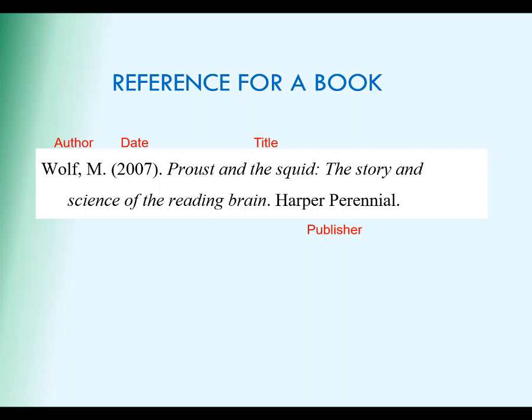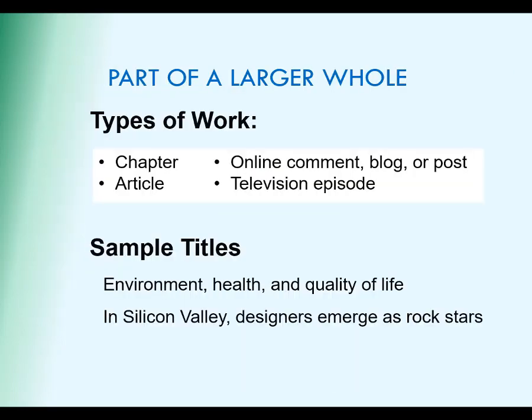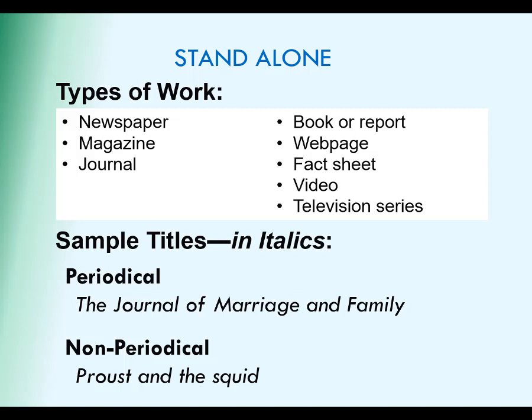A book by one author or a group of authors is a complete work that stands alone. But many sources are part of a larger whole, like a chapter or an article. These titles are written with no quotation marks or italics, and only the first word starts with a capital letter, as well as words that are always capitalized. In addition to books, other works that stand alone include reports, journals, and newspapers. A web page, fact sheet, video, or television series also stand alone.